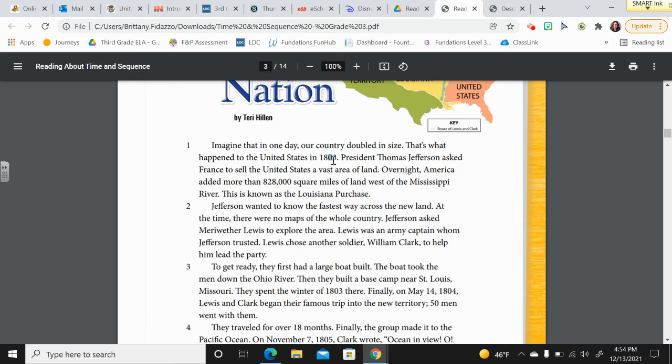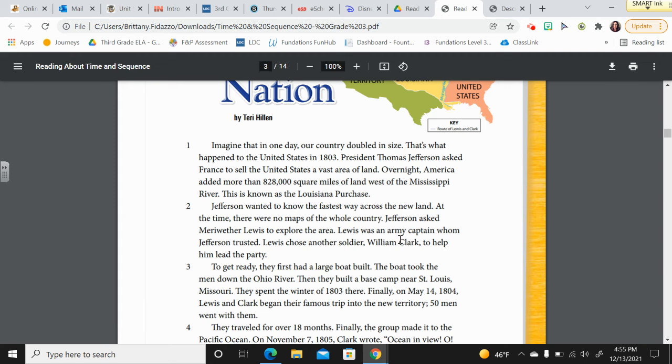All right, let's go on to paragraph 2. Jefferson wanted to know the fastest way across the new land. At the time, there were no maps of the whole country. Jefferson asked Meriwether Lewis to explore the area. Lewis was an army captain whom Jefferson trusted. Lewis chose another soldier, William Clark, to help him lead the party. Okay, so these two people, we know them as Lewis and Clark. They're two separate people.